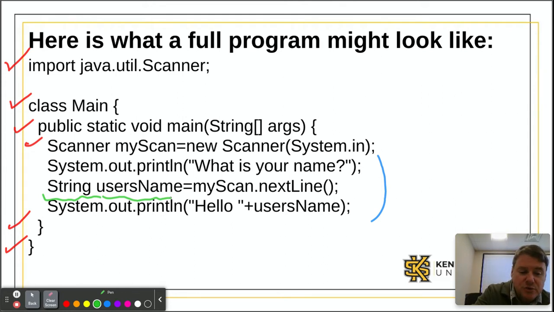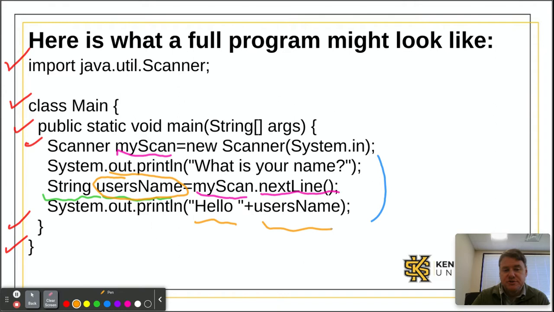And then what I'm assigning to it is I'm asking it to use myscan, which is this variable up here, .nextLine, because I wanted to pull in 1 line from the user. So at the end of that statement, I have a variable called username, which will have a name in it. So then on the next statement, I'm able to say hello and username.